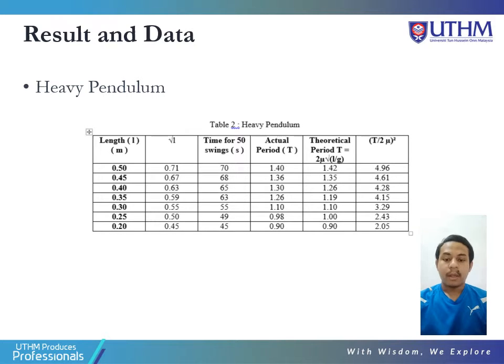Now, we would like to see the data for the heavy pendulum. As we can see, the heavy pendulum and the light pendulum are almost the same, where when the length of the string decreases, the time taken for the 50 swings also decreases.